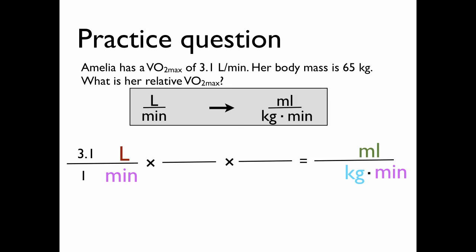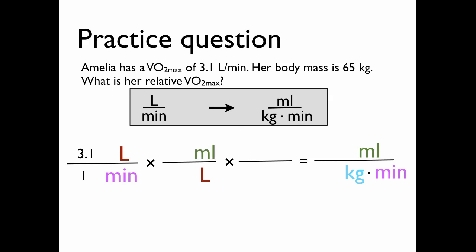So setting this up just like we did before, I'm converting an absolute value of 3.1 liters per minute to a relative value of mils per kilogram per minute. We don't have the value yet. If you set it up on the left-hand side, there's 3.1 liters per 1 minute of oxygen consumed, to mils per kilogram per minute. So there's 2 conversions I need to make. It doesn't matter the order.